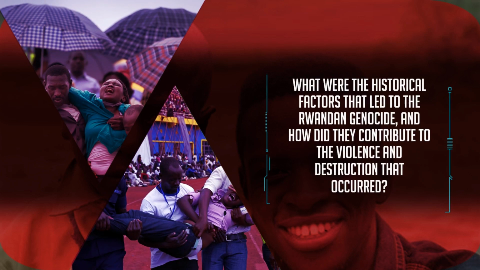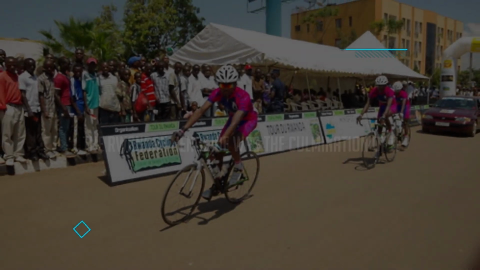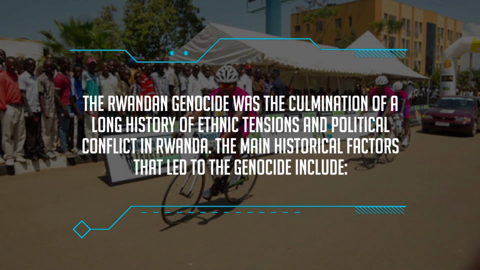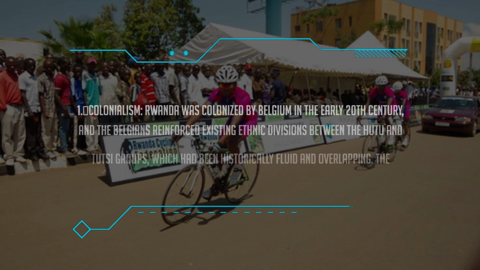What were the historical factors that led to the Rwandan genocide, and how did they contribute to the violence and destruction that occurred? The Rwandan genocide was the culmination of a long history of ethnic tensions and political conflict in Rwanda. The main historical factors that led to the genocide include: 1.